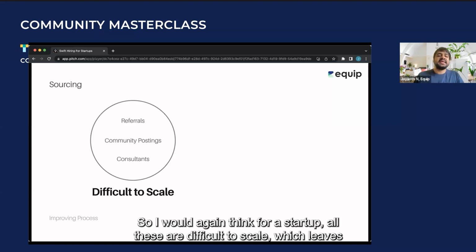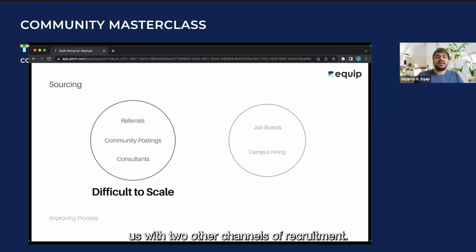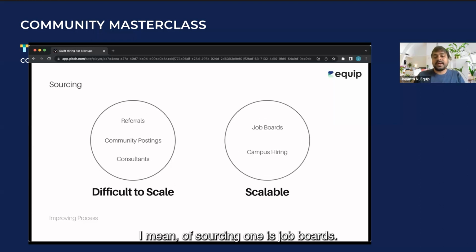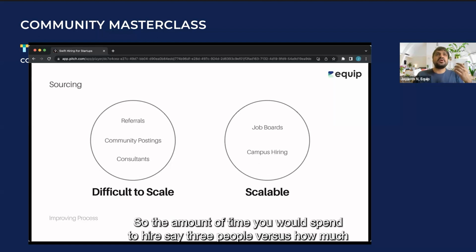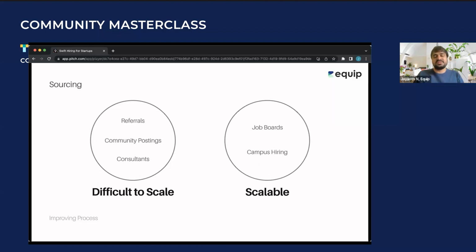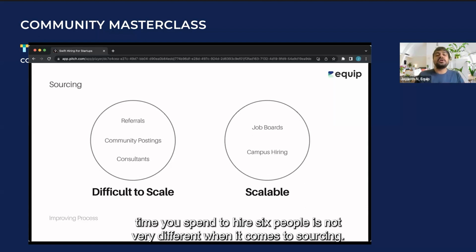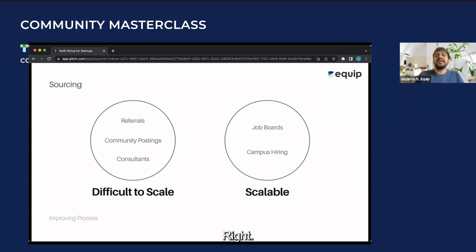So I would again think for a startup, all these are difficult to scale, which leaves us with 2 other channels of sourcing. One is job boards and the other is campus hiring. I say these are scalable because they're repeatable. The amount of time you would spend to hire, say, 3 people versus how much time you spend to hire 6 people is not very different when it comes to sourcing.